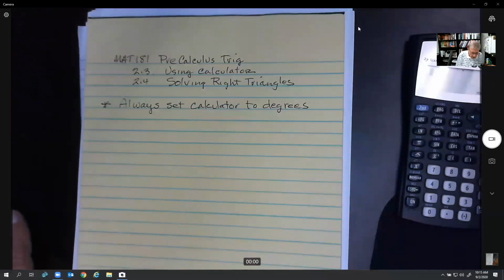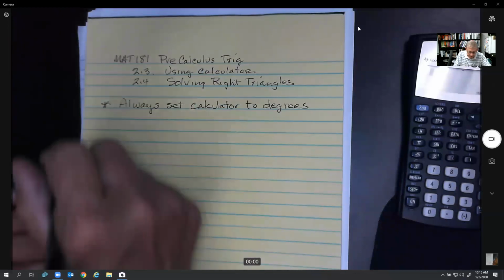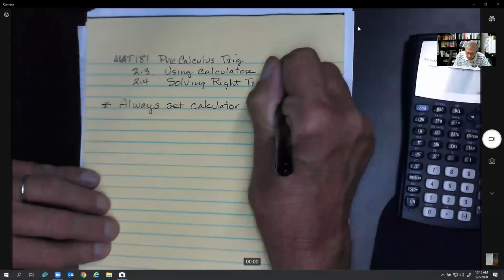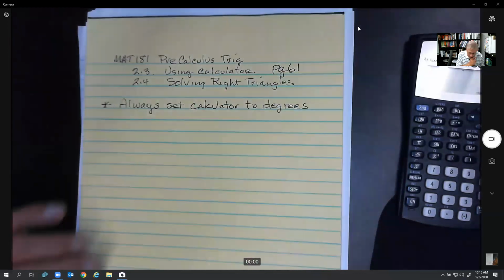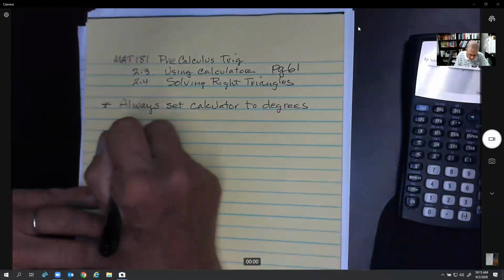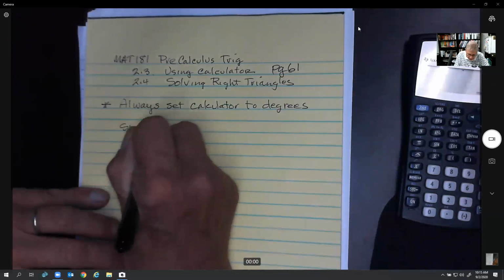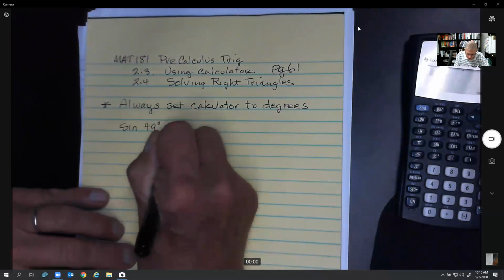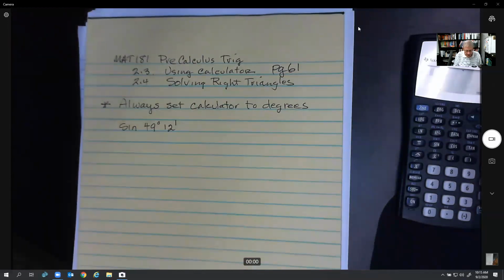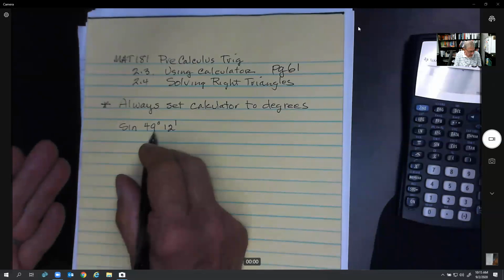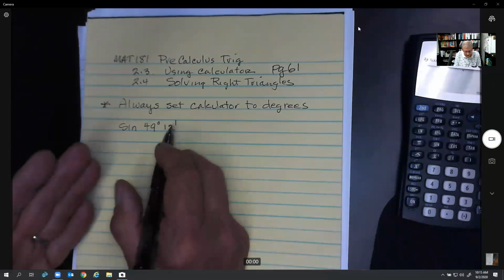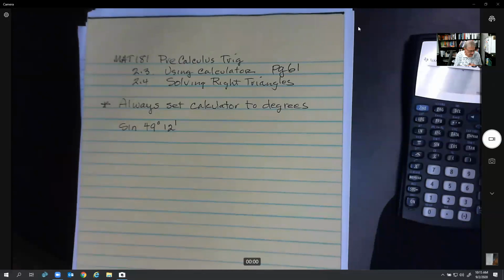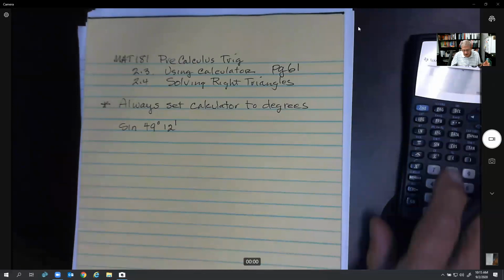Okay, so I'm going to look at section 2.3. Let me find that. It's on page 61. Let me write that down right here, 61. And we're going to start off by looking at this problem right here. Sine 49 degrees, 12 minutes. Well, you know what we had to do on this one is we had to take the 49 degrees, and then we had to add to that the 12 minutes, change that to 12 over 60, and then combine these together and all that.